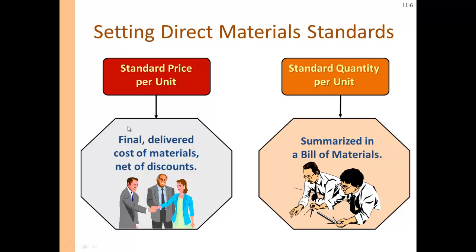So when you're setting direct material standards, you need a standard price per unit, the final delivered cost of all materials, net of discounts. So we can't get a price without actually shipping, if we have to ship that product to us. And then a standard quantity per unit. We need to summarize it in a bill of materials. So how many of those should we normally be using when we're manufacturing this item?